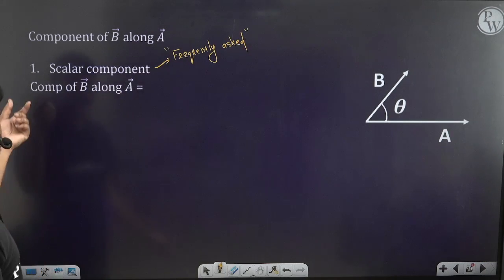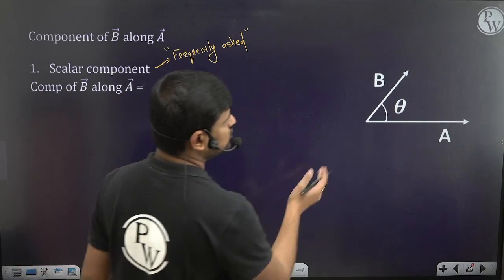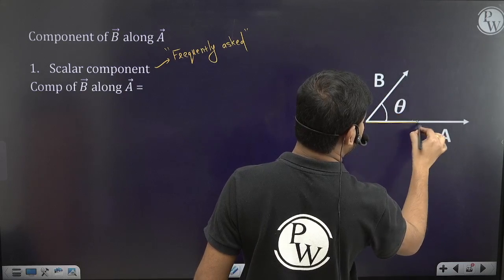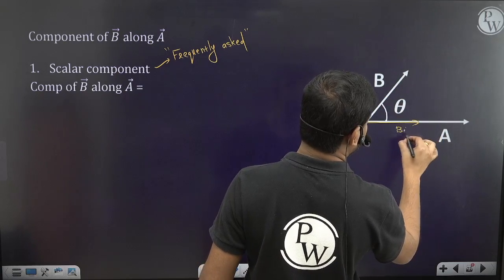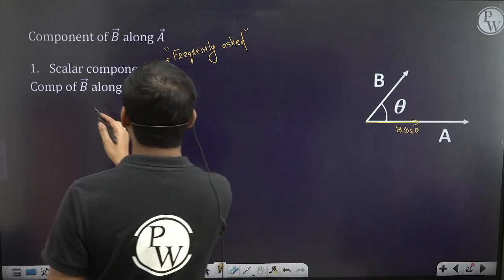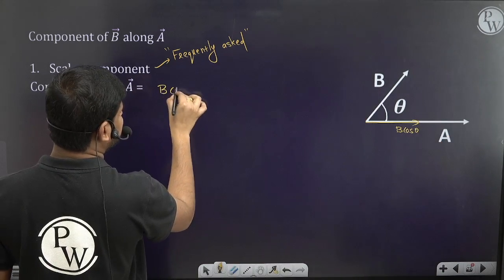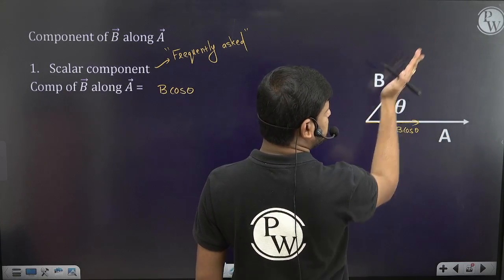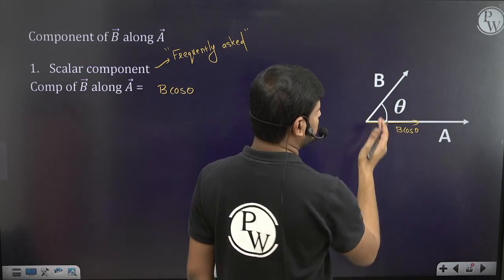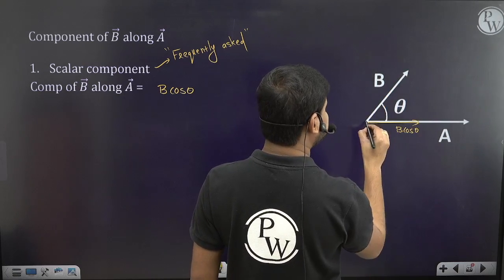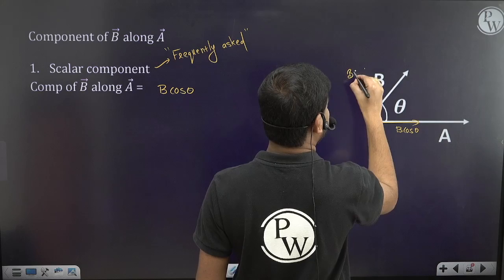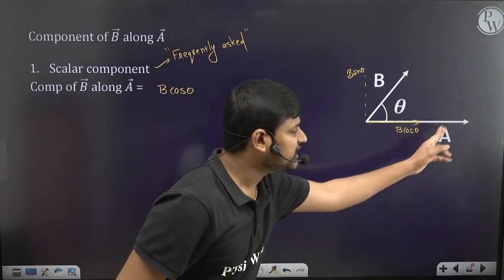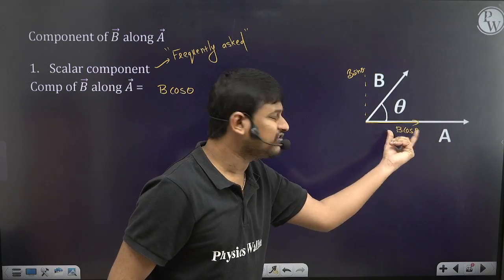Okay, so the component of B along A. What will it be? B vector is like this. Compulsorily, B will have this side component, B cos theta. So the component of B along A is going to be B cos theta. Just understand the procedure. This vector B has two components: this side b cos theta and this side b sin theta. Along the a direction we have b cos theta. The component of b is b cos theta.